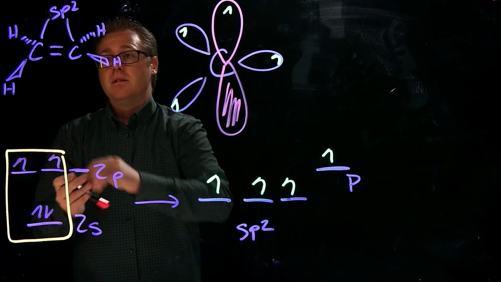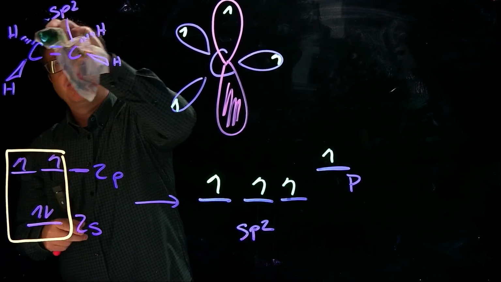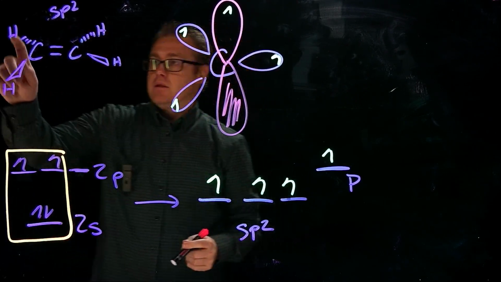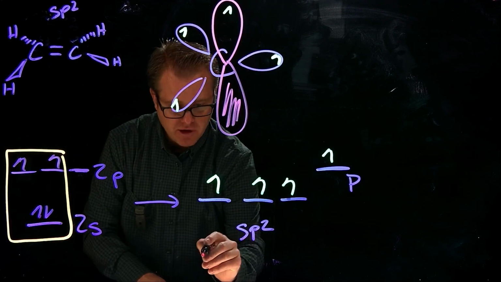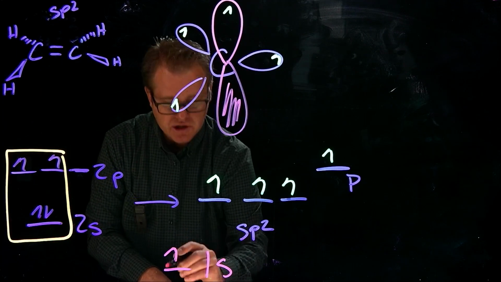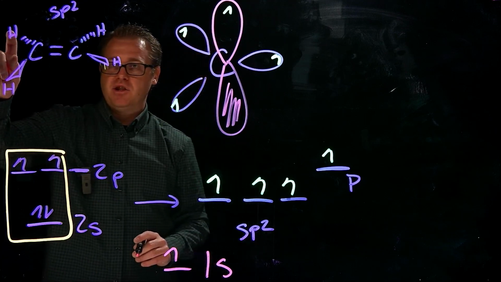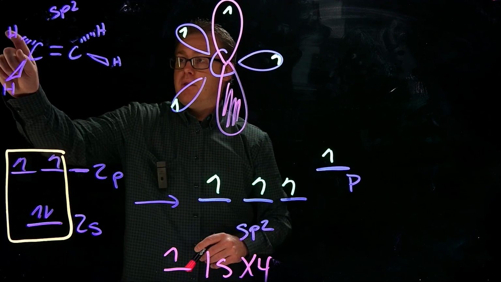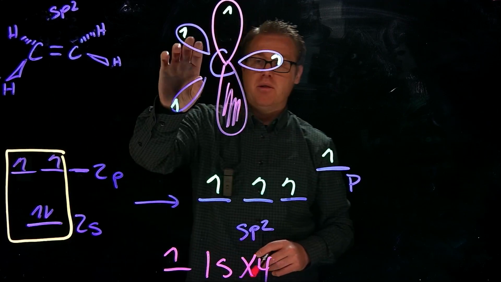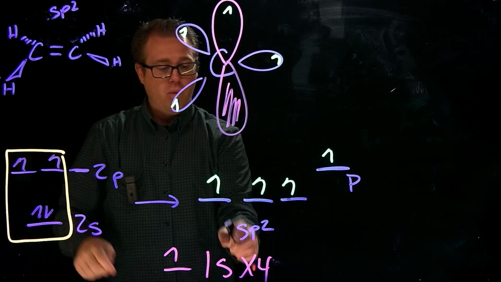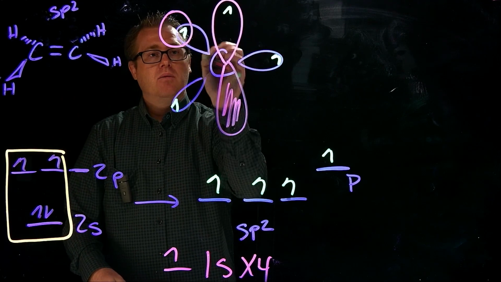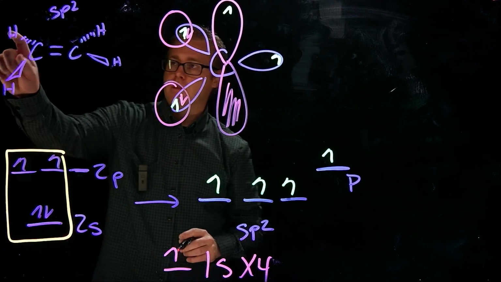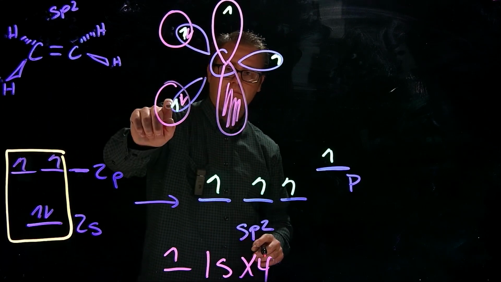Now, this carbon here, it kind of looks like they're bonds, but they're actually not. Let's get rid of that. So we have hydrogens, and we know the hydrogens are going to be 1s orbitals, each with 1 electron. How many hydrogens do we have? 1, 2, 3, 4. So times 4. So these two hydrogens right here are going to bond with these sp2 hybridized orbitals, a 1s with an sp2. And there it is. So those two hydrogens are represented by those two.